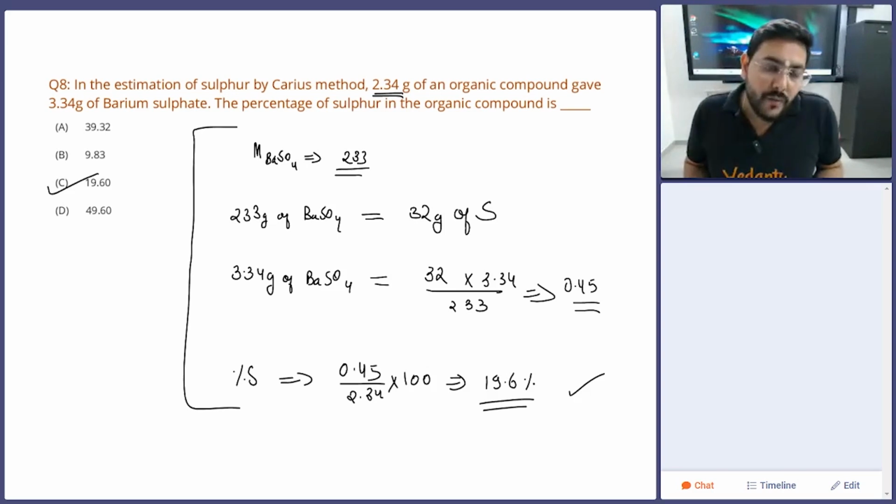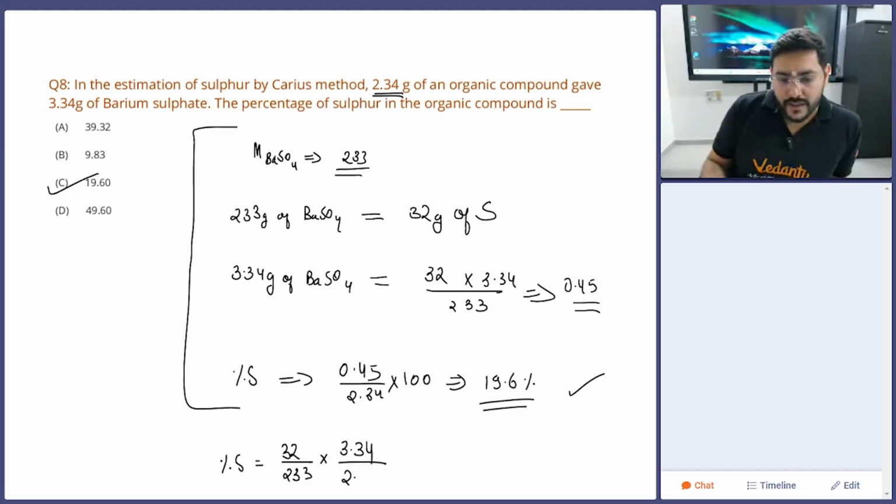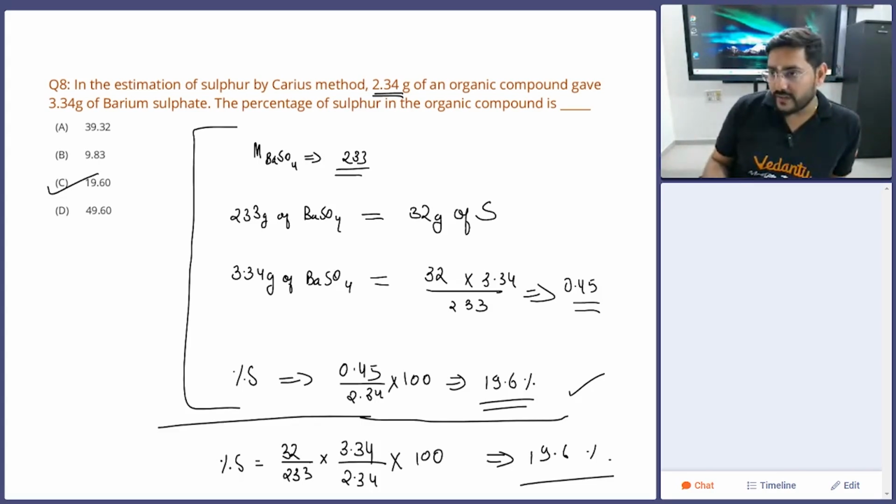Now let's talk about the formula based approach. Here the percentage of sulfur is basically 32 divided by the molar mass of barium sulfate, that is 233, into the weight of barium sulfate, that is 3.34 gram, upon the weight of organic compound, that is 2.34, into 100. When you solve it, you are going to get this percentage, 19.6. So you have both options: the molecular weight of sulfur and barium sulfate, and the weight of barium sulfate divided by the weight of organic compound into 100. You are going to get the same percentage. By any means, you can solve it.